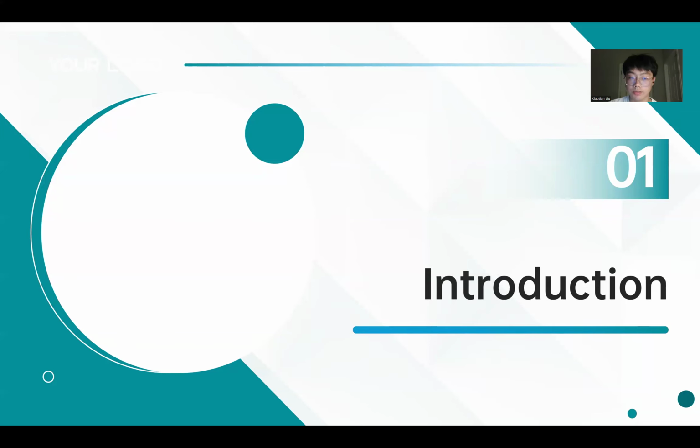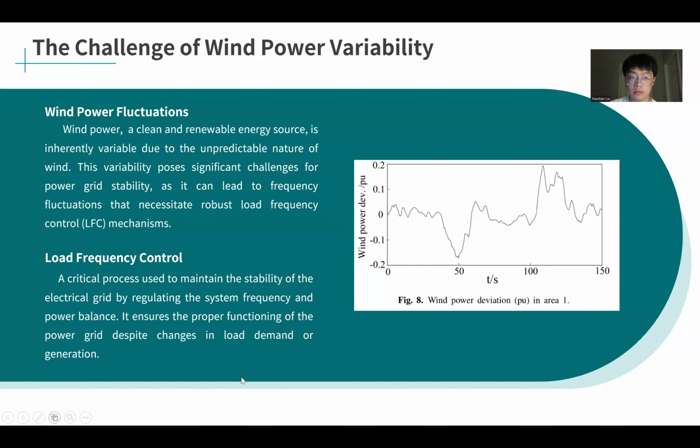Begin with the introduction part. Nowadays, we face the challenge of wind power fluctuations. Wind power is a clean and renewable energy source. It is inherently variable due to the unpredictable nature of wind. This variability poses significant challenges for power grid stability, as it can lead to frequency fluctuations that necessitate robust low frequency control, which is LFC mechanisms.